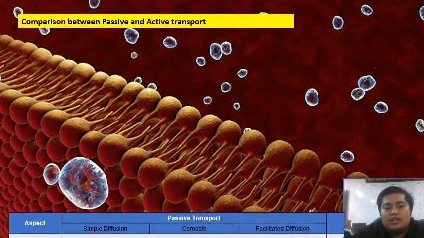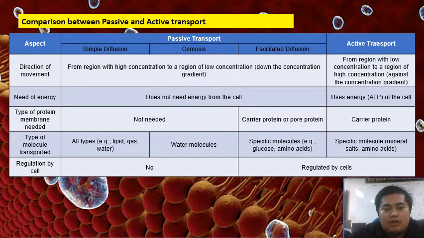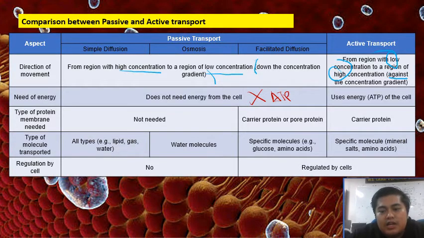So comparison between active and passive transport. So untuk ni kita ada aspek dia dan passive dan active transport. So first kali, untuk passive transport, it moves from the region of high concentration to a region with low concentration, atau kita panggil dia down the concentration gradient. Tapi untuk active transport pula, dia akan gerak daripada low to high. Maksudnya dia against the concentration gradient. So need of energy. Untuk passive transport, dia tak perlukan tenaga. Tapi dekat active transport, it uses energy.